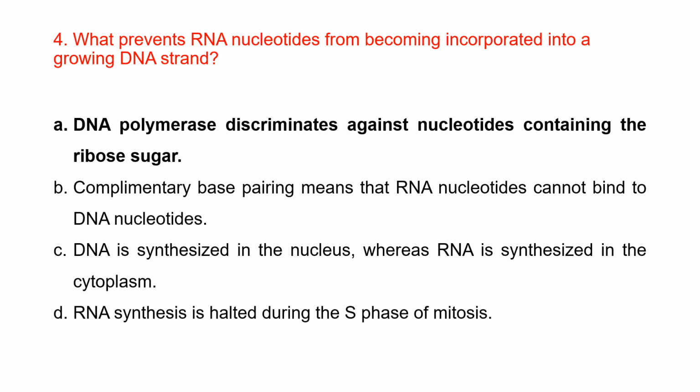The answer is A, DNA polymerase discriminates against nucleotides containing the ribose sugar. This is going to help prevent the RNA molecules from remaining bound to the growing DNA strand. The answers here, B, C, and D, have nothing to do with the growing DNA strand.